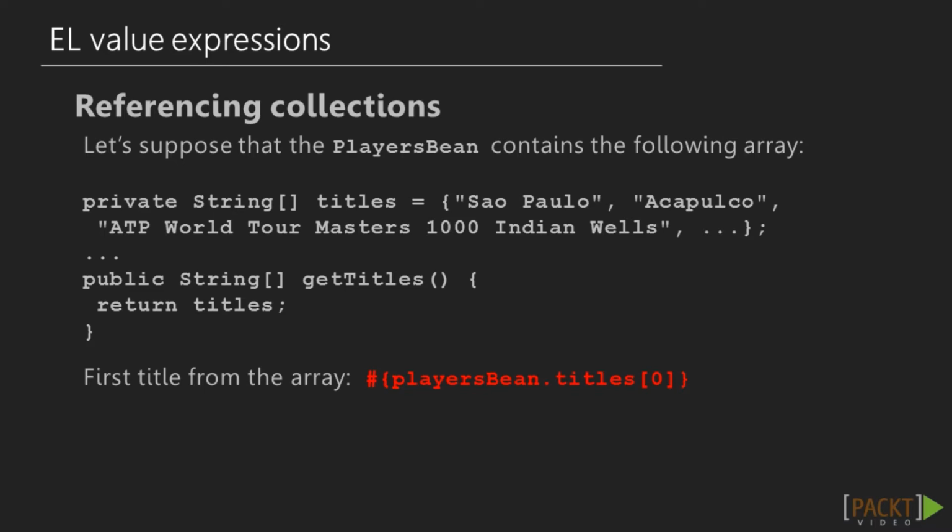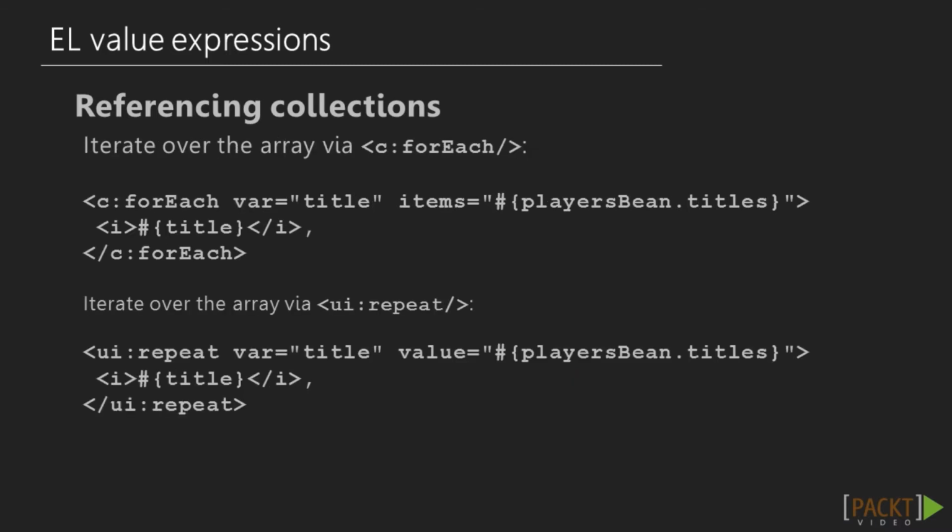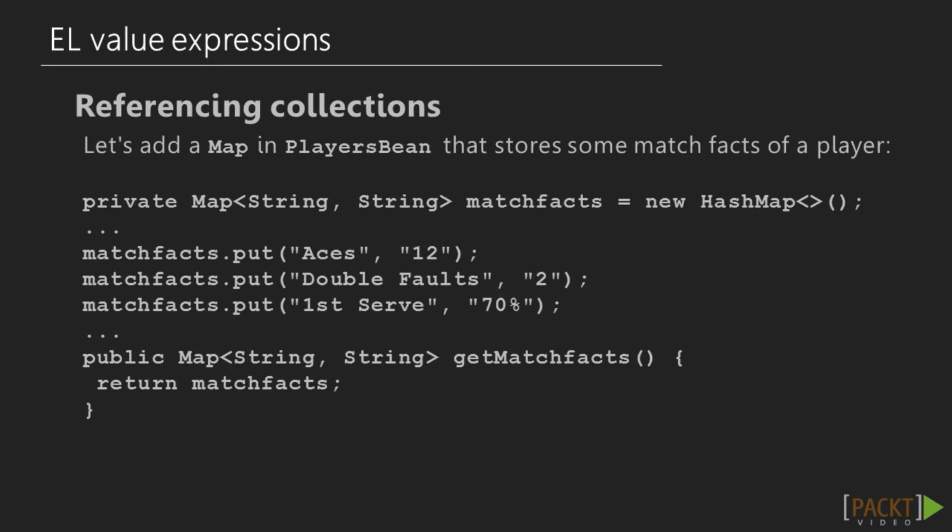You can use the same approach for lists. For example, in the case of a list, we can use the get and set methods, as in these expressions. But sometimes you need to iterate over the array instead of accessing a specific item. This can be easily accomplished with the forEach JSTL tag, or another approach consists in using the repeat component handler. In the case of collections of type key-value such as map, the EL expressions obtain items by key.